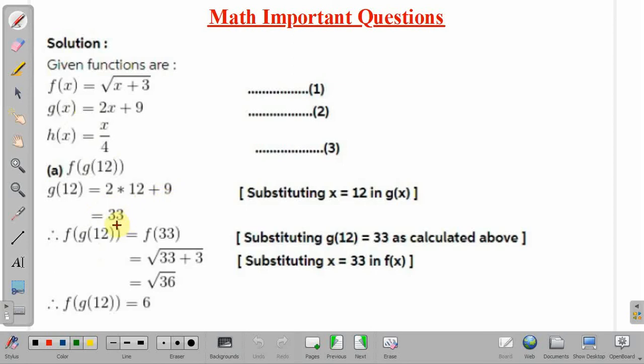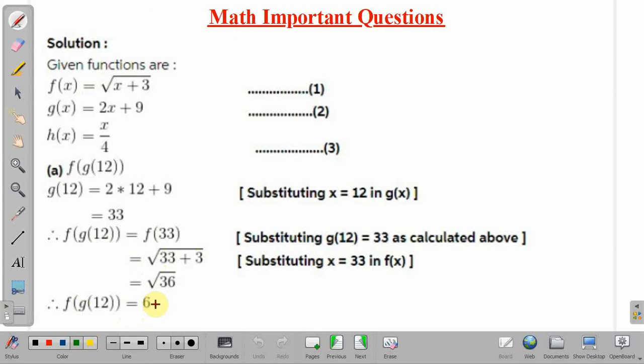Okay. Now we have to evaluate f of g of 12. So now we know the value of g(12) as 33. So we have to find the value of f of 33. By substituting x equal to 33 in f(x), which is our equation number 1, we will get f of g of 12 equal to under root 33 plus 3. So it will be under root 36, or f of g of 12 will be equal to 6.